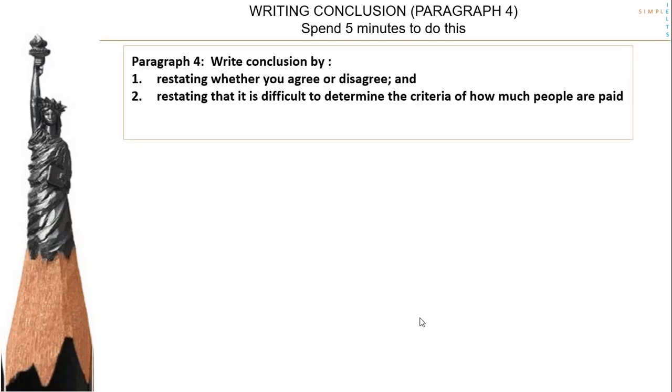Okay, so in conclusion, we can write the conclusion by restating whether you agree or disagree and restating that it is difficult to determine the criteria of how much people are paid. So essentially, conclusion is a summary of what we already wrote previously in the body part.